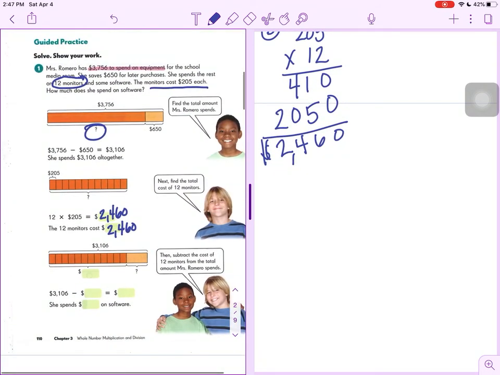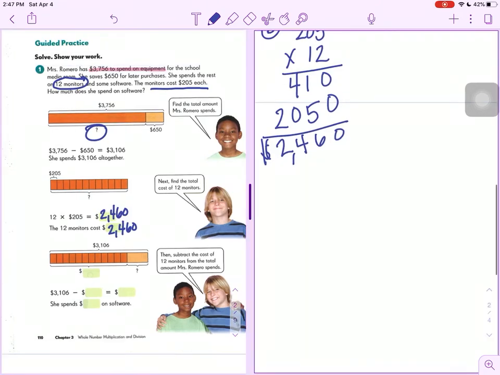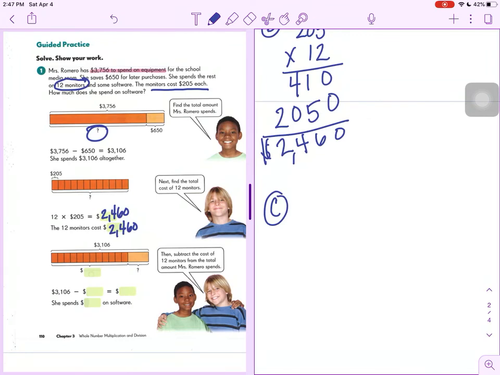All right, so now we need to subtract the cost of the 12 monitors from the total amount that Mrs. Romero spends. So this is part C. So $3,106 minus the $2,460. We are going to get $646.